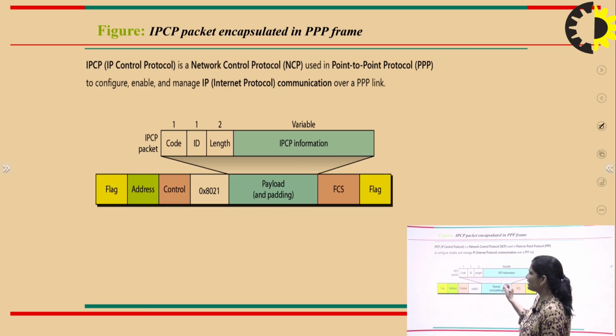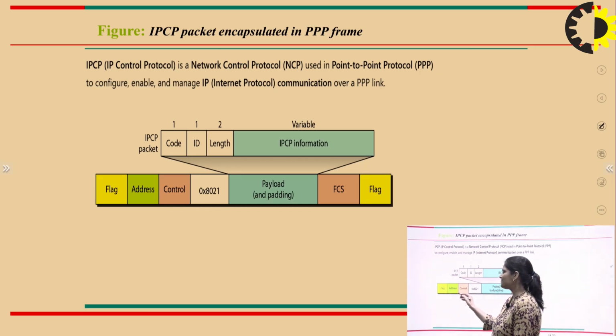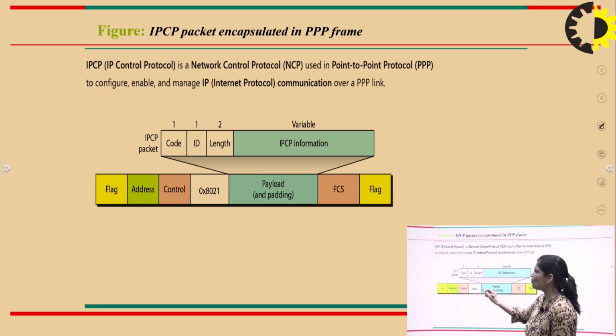So this is a frame format for this IPCP. Flag is there, address field is there, control field is there. This is a code for IPCP and this is a payload. Now frame check sequence and flag.